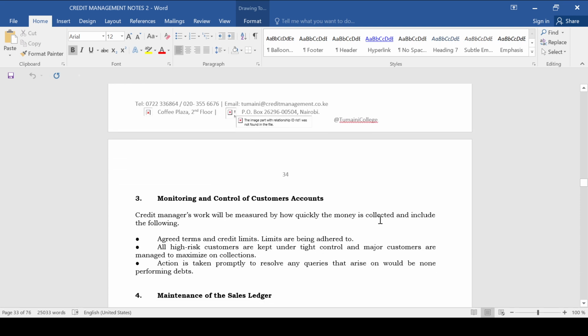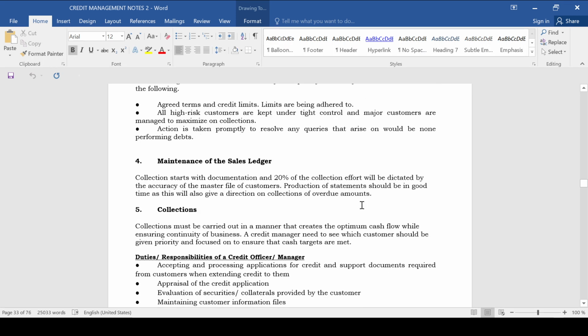Then the other categorization of our roles and duties is monitoring and controlling of customer accounts. This is whereby you are ensuring that they are within their agreed terms, they are within the credit limits. You are also looking at the high risk customers so that the exposure is not too high on the organization. And then you make sure you take action in good time before it is too late. So this is the aspect of monitoring. And if you can remember, when we talked about the credit cycle, we talked about monitoring and the control of customer accounts. So the other one is maintenance of the sales ledger.